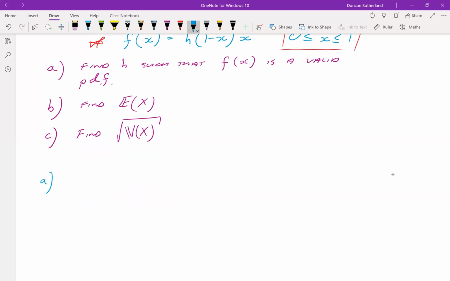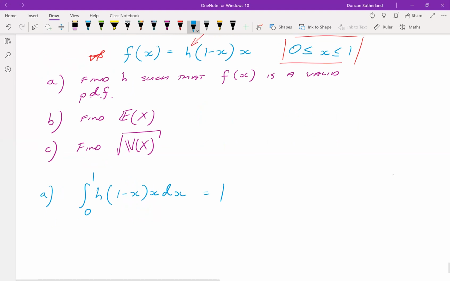For A, we want to force the integral of h(1 minus x) dx between 0 and 1. That thing had better integrate to 1, such that this is a valid PDF. So we've just got to integrate a polynomial. H is a constant, so it can come out. The integral of x minus x squared dx equals 1 over h.